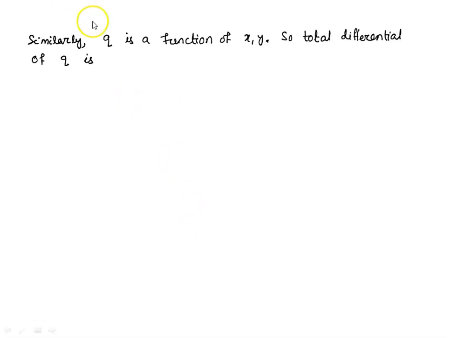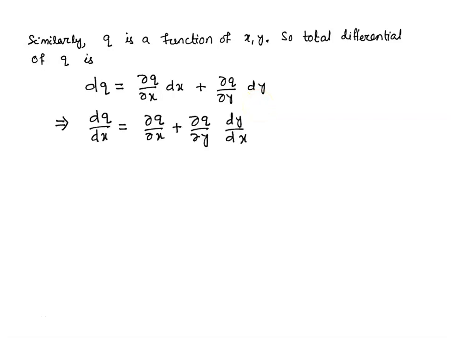So we can find the total differential of q, and the total differential of q is dq equal to del q divided by del x into dx plus del q divided by del y into dy. Now dividing by dx on both sides, we have dq by dx is equal to del q by del x into dx by dx plus del q by del y into dy by dx, and dx by dx is equal to 1. So we have dq by dx is equal to del q by del x plus del q by del y into dy by dx.